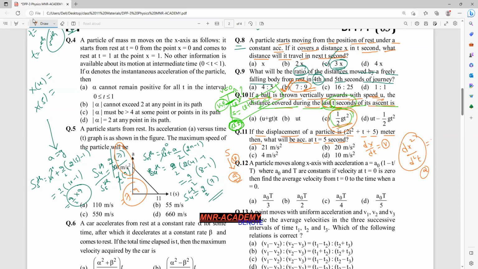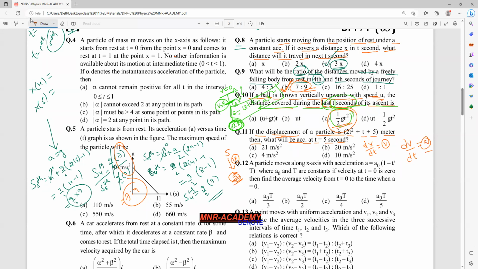Yes or no, Rudresha? Yes, sir. This is d square x by dt square. It is not dx square. So d is applied two times. Is it yes or no? Double derivative of displacement will give you acceleration. Or else you can first find velocity, and dv by dt will give you the acceleration.